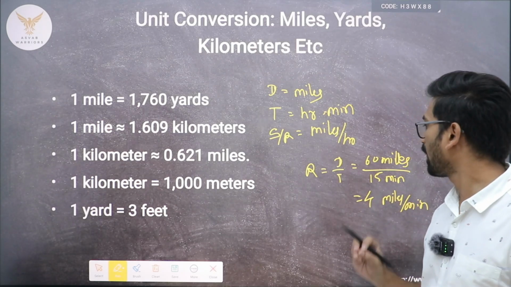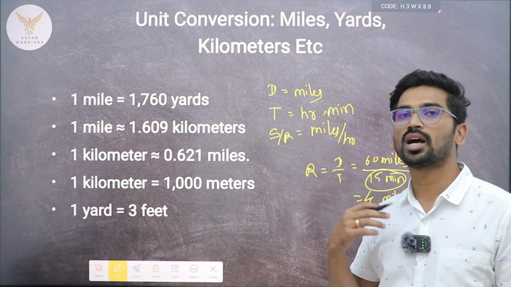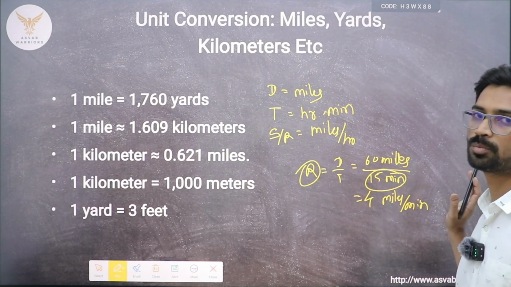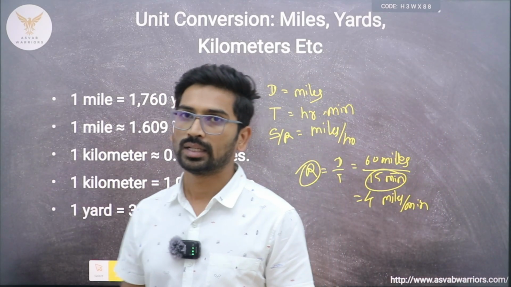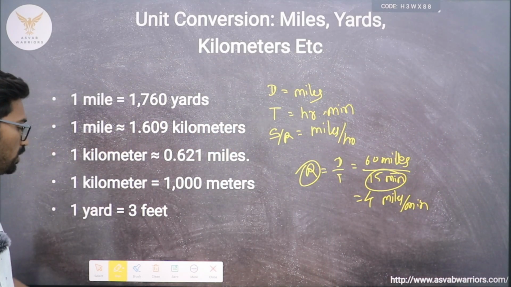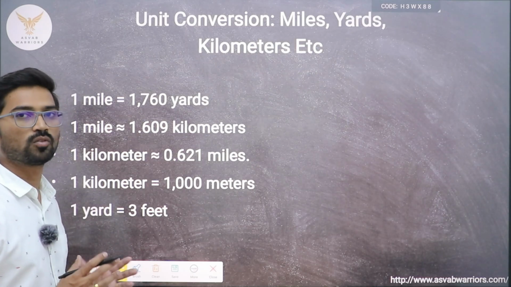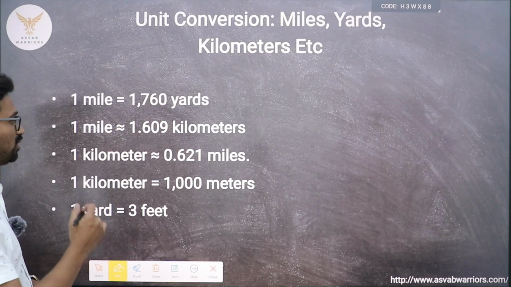That is why you will have to first convert this 15 minutes into hours, and then you will have to find out what the rate will be. Then you will get your answer in miles per hour. These are the things you should remember while solving the distance, rate and time problems. Now how to convert given data from one unit to another? For that we have been given the data.